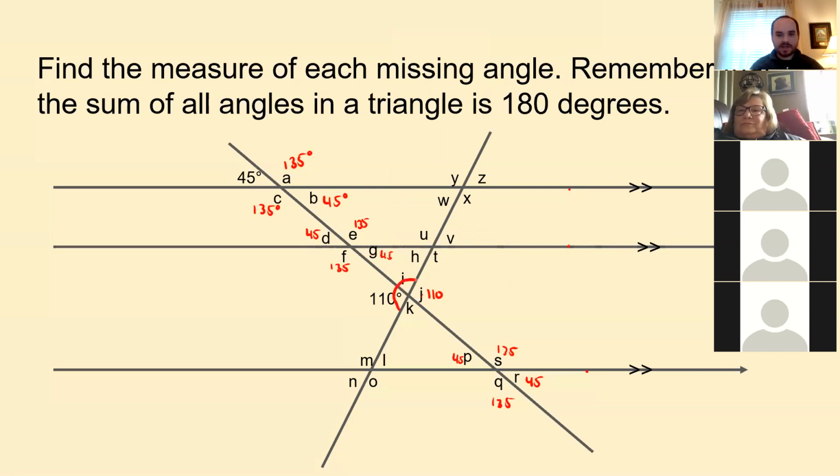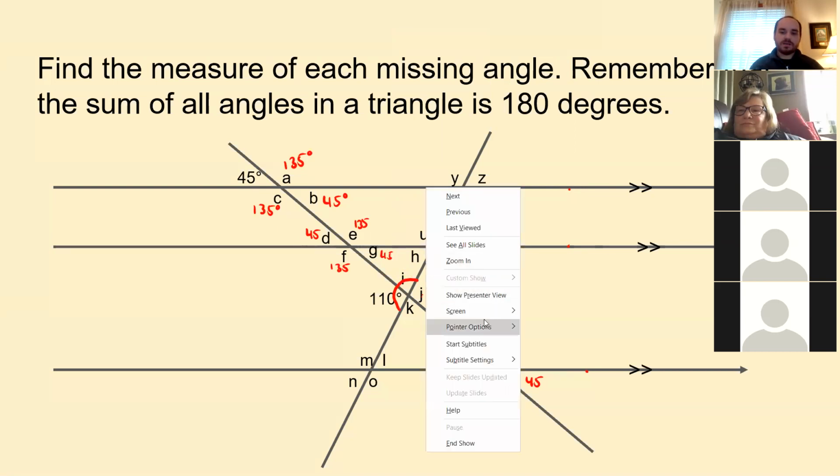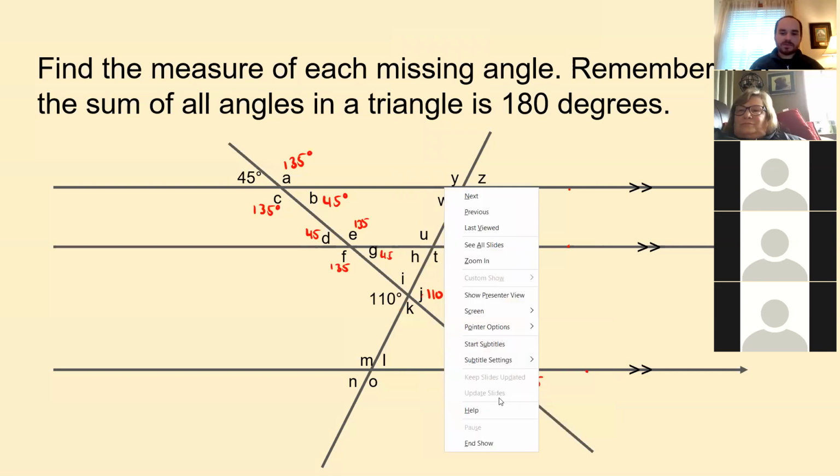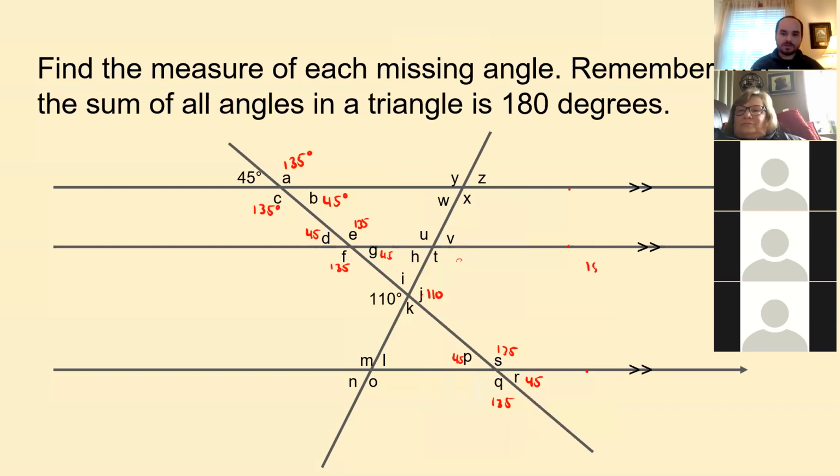Again, they form a straight line when you combine them together. So we've got that I and the 110. If they form a 180-degree angle together, we can just subtract. So we're going to take 180 degrees minus the 110, and that will give us 70 degrees for I. So I is 70 and K is 70.